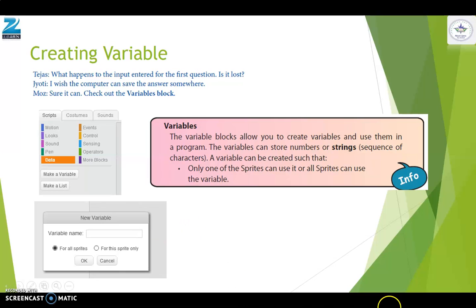Creating a variable. What is a variable? The variable blocks allow you to create variables and use them in a program. Variables can store numbers or strings, which are sequences of characters. A variable can be created such that only one of the sprites can use it, or all sprites can use the variable.